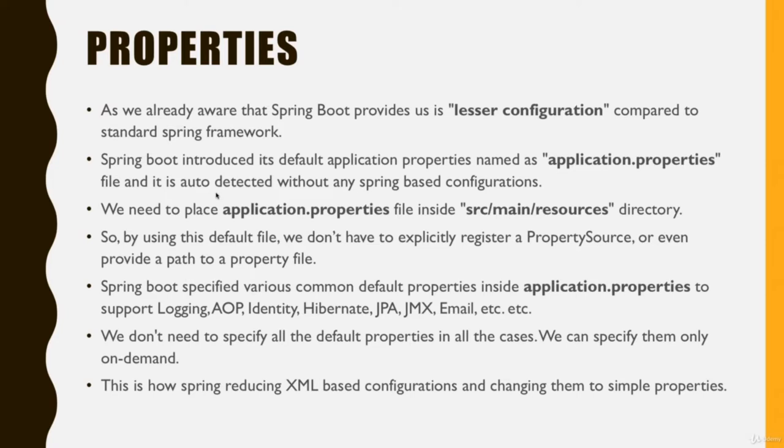So there is a concept of default application properties in Spring Boot called application.properties. Whenever you create a project, it creates application.properties, and it is auto-configured with your project. So whatever properties you put, you can inject those properties in your classes. The application.properties is in the src main resources directory. By using this default file, we don't have to explicitly register a property source or even provide a path to a property file, because by default it comes configured. Now we can define another property source, or we can configure a path, but we can discuss that in later videos.